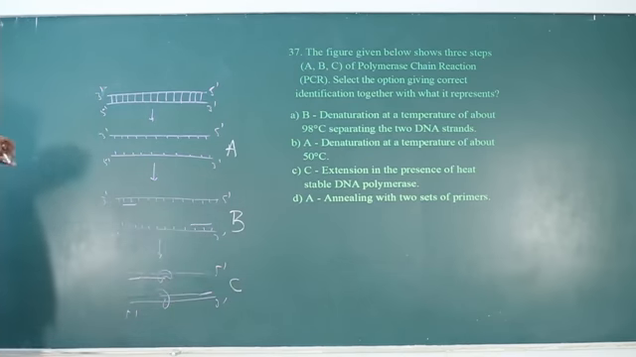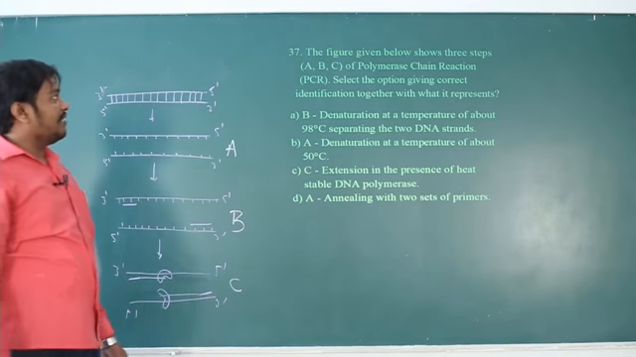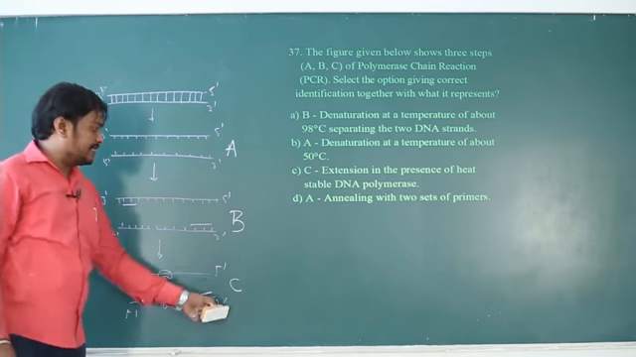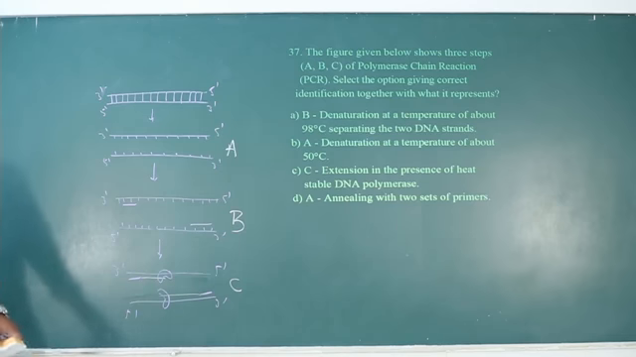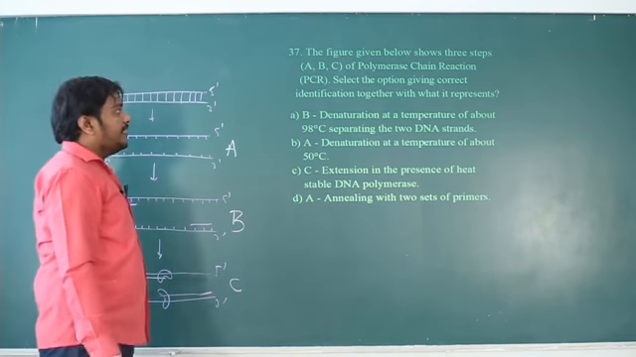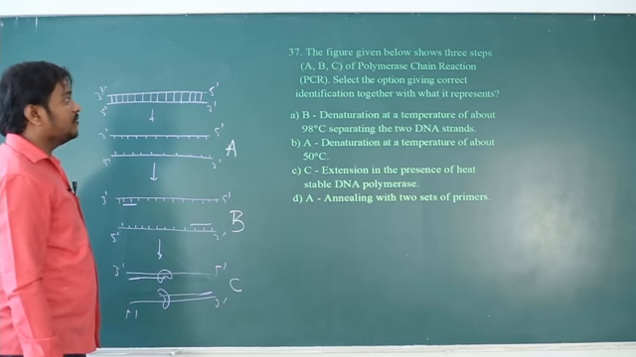So the figure given here shows the 3 steps A, B, C of polymerase chain reaction. Select the option giving correct identification together with what it represents. So what do A, B and C represent? There are different options, so you need to choose the right one. B, denaturation at a temperature of about 98 degrees centigrade, separating the 2 DNA strands.